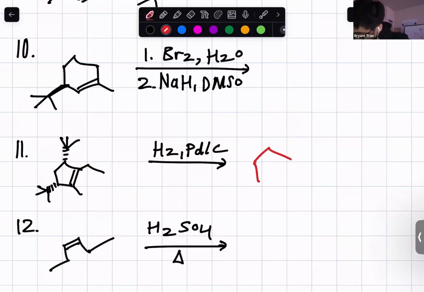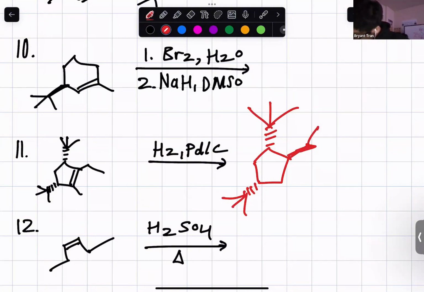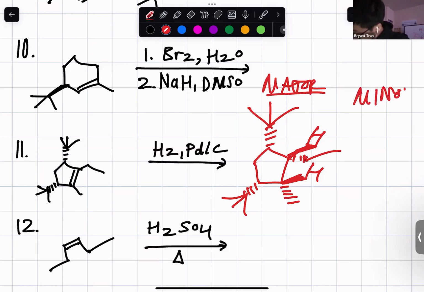So these tert-butyls stay as tert-butyls, as dashes, and then the major product will have hydrogens on the wedge side, forcing the other R groups to be a dash, right? So that's the major product. If you draw out the minor product, this is what it would look like, where the hydrogens would be dashes instead, and these R groups would be wedges, like that.